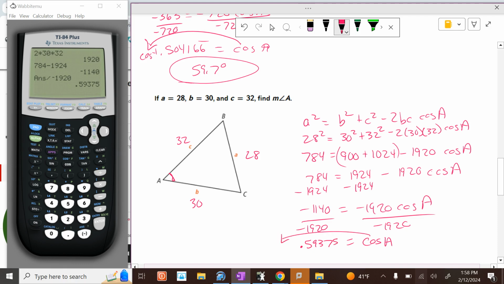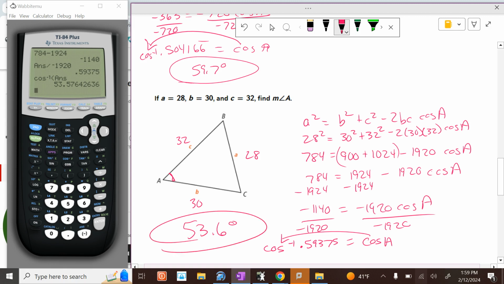And then move the cosine of A to the other side. So angle A is second cosine of the answer, 53.6 degrees.